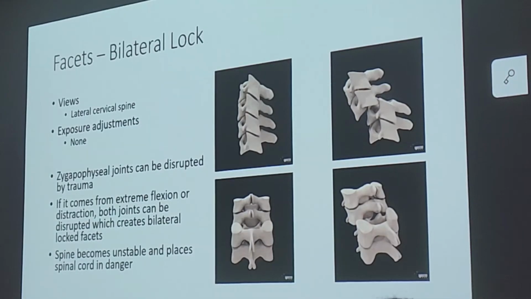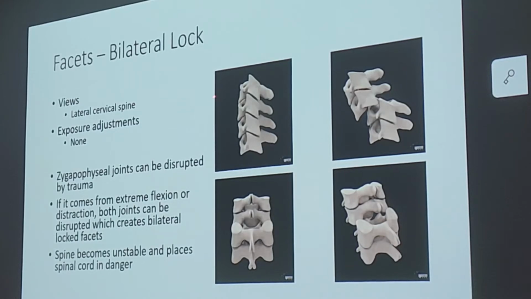So the next one is called a bilateral lock. Bilateral means both, right? Unilateral means one. So this one is the same concept as the first one, but with both sides of the spine shifting, not just one. Zygapophyseal joints can be disrupted by trauma. If it comes from extreme flexion or distraction, both joints can be disrupted, which creates bilateral locked facets.